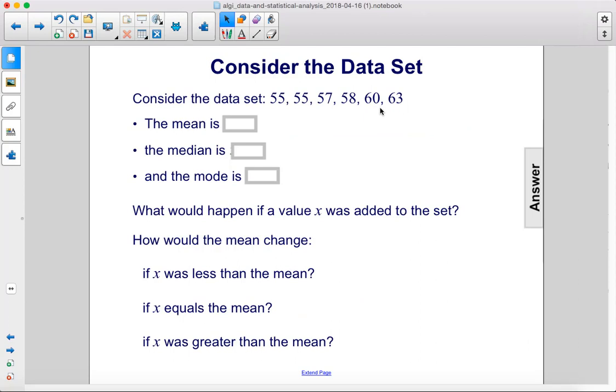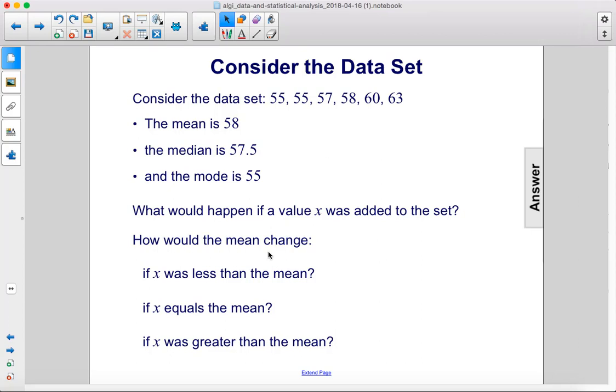Consider the data set. The mean is, well, if you add all of these up and then divide by 6, you get 58. The median is, well, we have 6 numbers here, so the average of the two center numbers is 57.5. The mode is 55, because that shows up twice, whereas all the other numbers are only in there once. What would happen if a value x was added to the set?